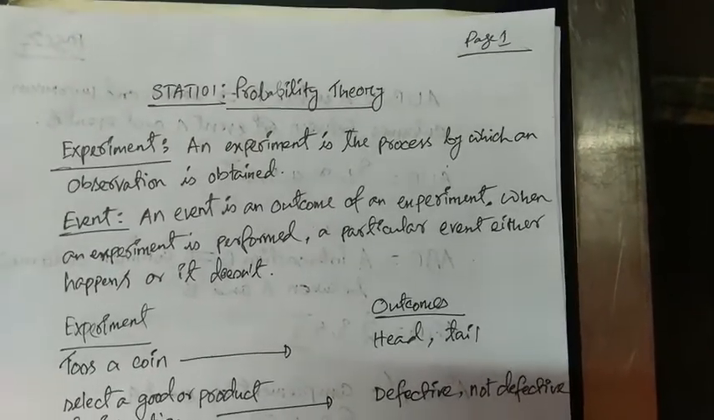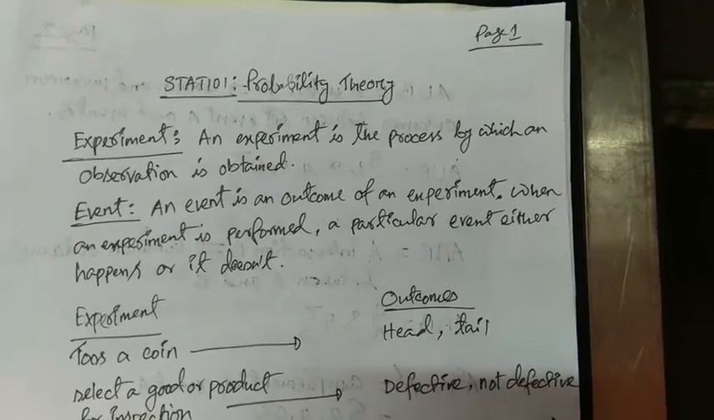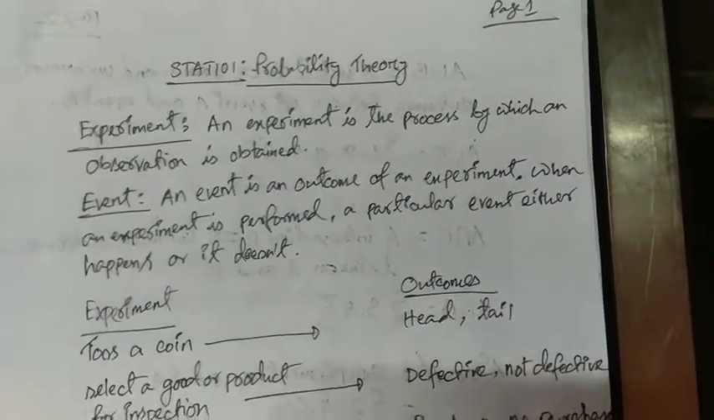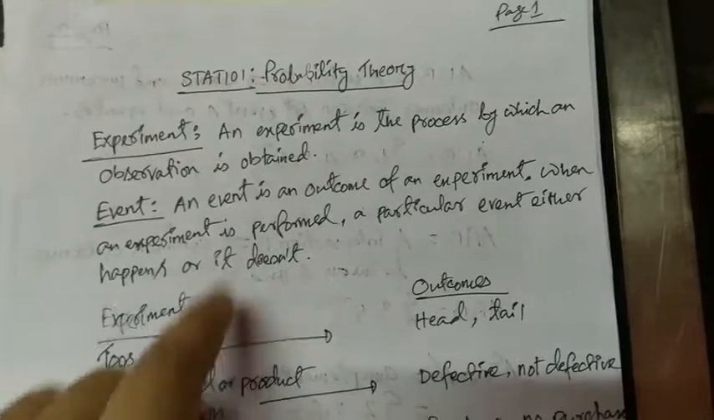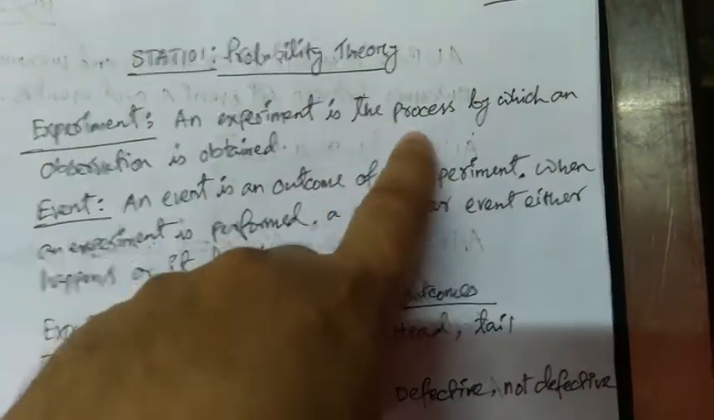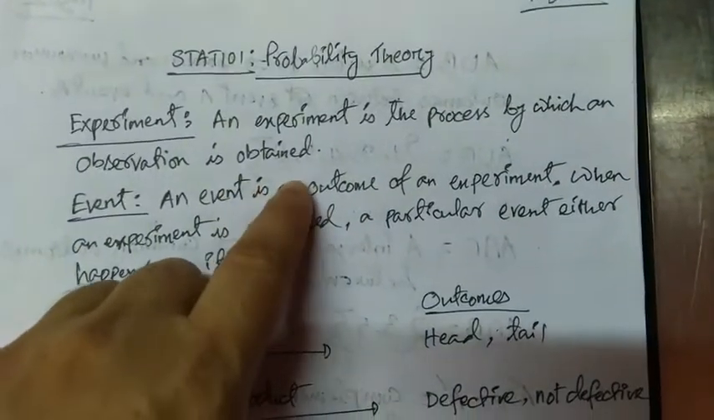Today we will start the probability theory chapter. Right. So let us first know some basic definitions from probability theory. Experiment. An experiment is the process by which an observation is obtained.